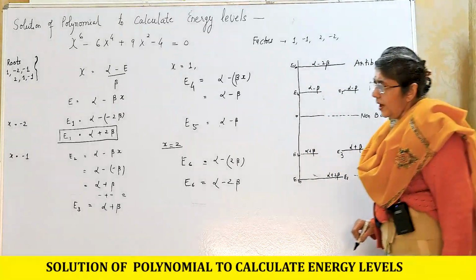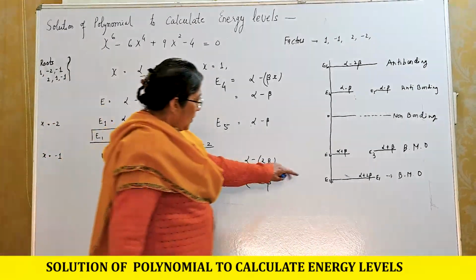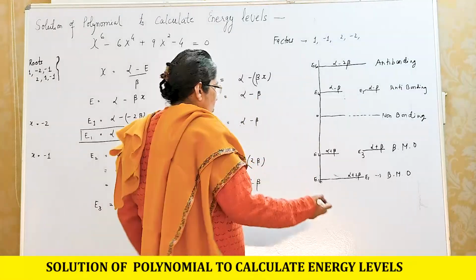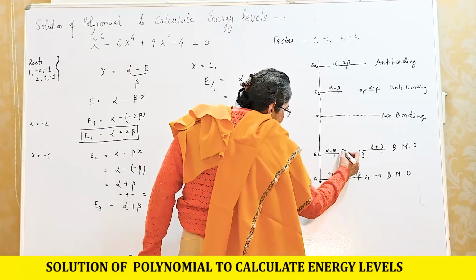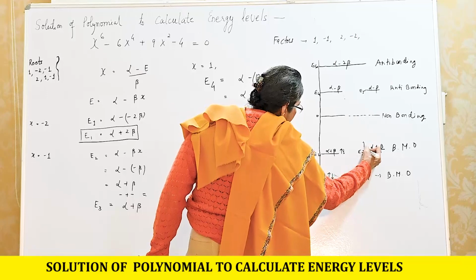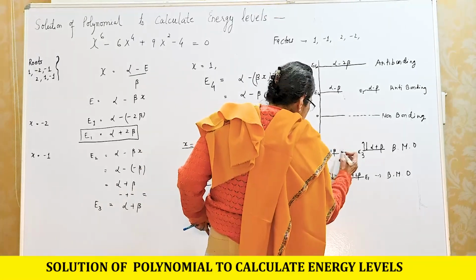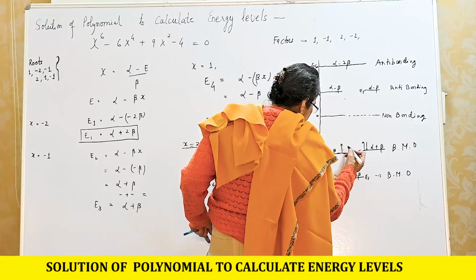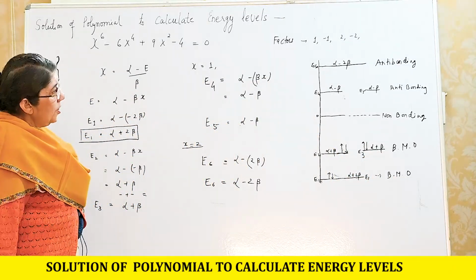So in this way we have got 6 energy levels for benzene, where 3 are bonding and 3 are anti-bonding. Definitely there are 6 electrons, which will fill these first, and in this way we get the energy diagram for benzene.